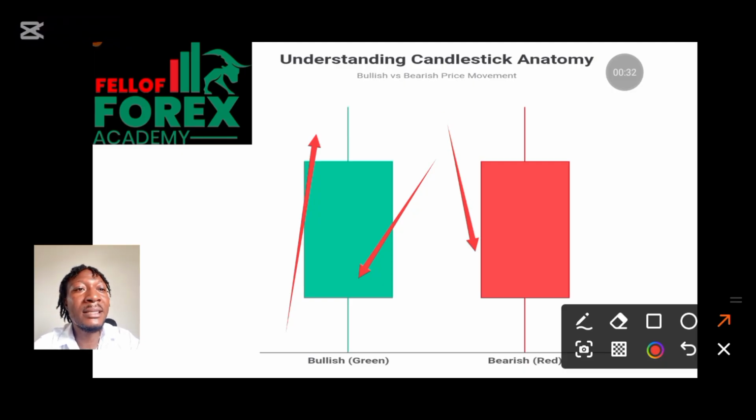And the second candlestick is a bearish candlestick, which is red. Though you can actually change the colors on your trading application, looking at what we have here, red represents bearish and green represents bullish. So the bearish candlestick represents sales. It means sellers are dominating in the market.